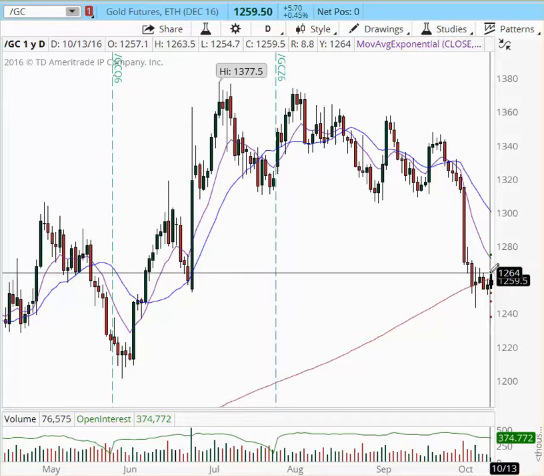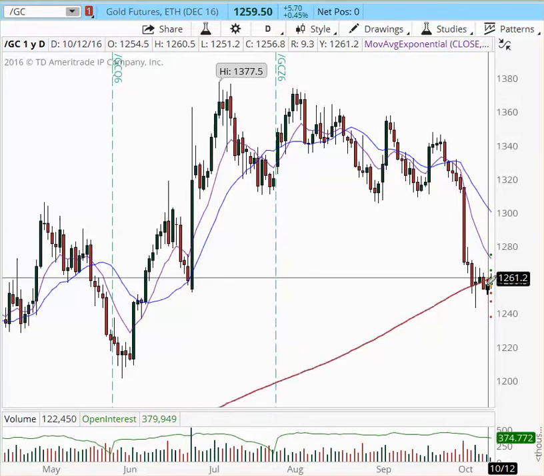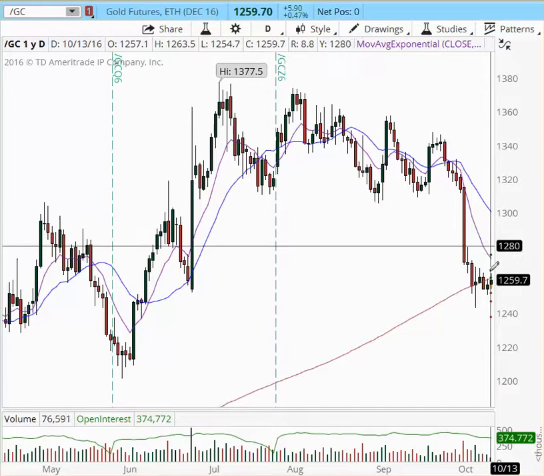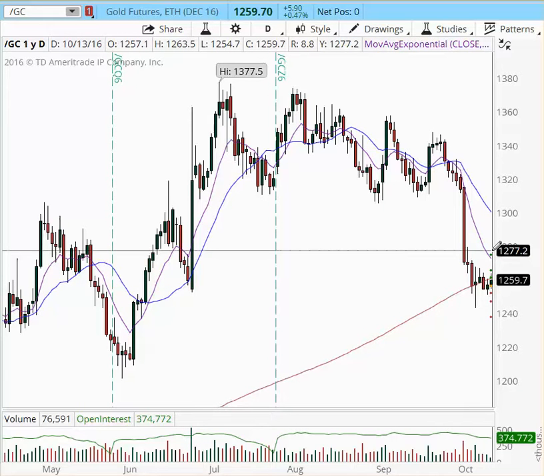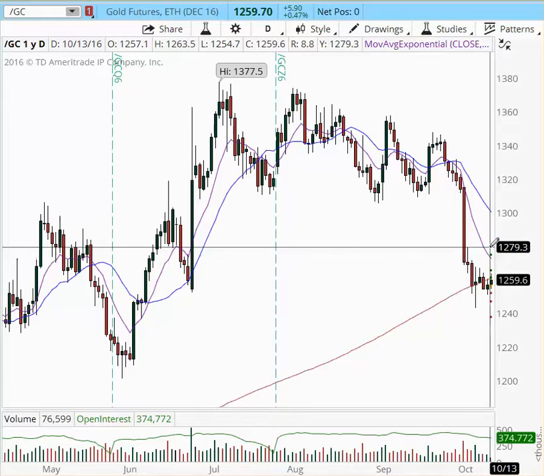And remember, if it trades above 12.74, you're going to have more clarity as to a possible pullback, a possible continuation higher from this support area. We also have a double bottom here. And remember, the first target is going to be 1280.